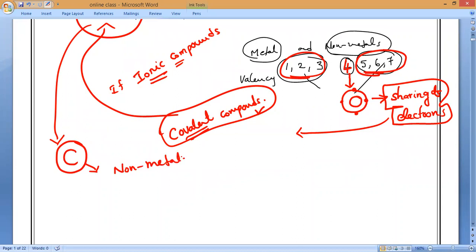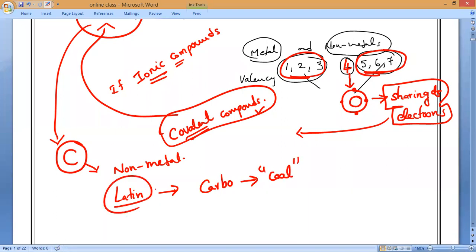Now, how did carbon get its name? It is derived from a Latin word, carbo. Carbo means coal in Latin. Coal is also made up of carbon; the main constituent of coal is carbon. That is the reason we call this one carbon.